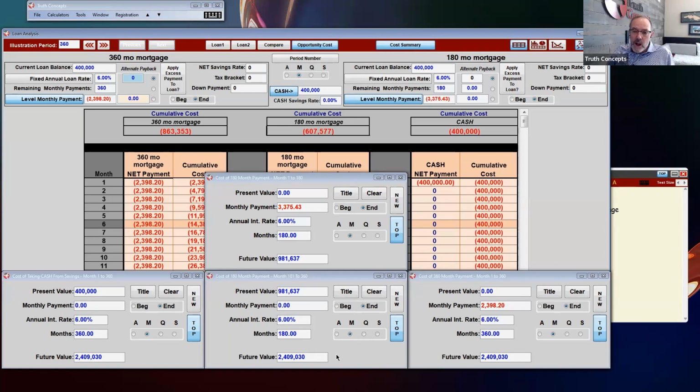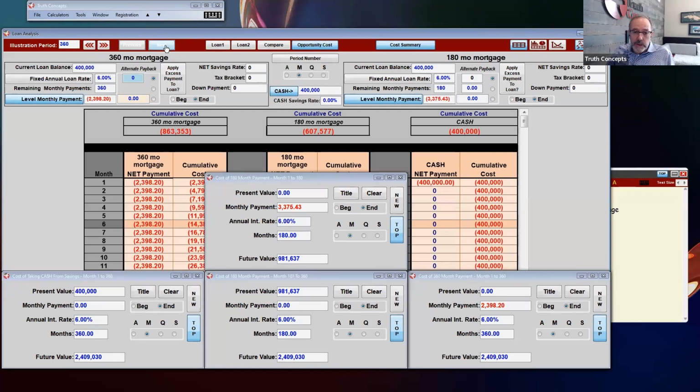So while all of these have different amounts of interest paid, cash being zero, the 180 month being $207,000 in interest, the 30-year being $463,000 in interest, the reality is at the 30-year mark, all of them cost exactly the same. And that's because their interest rates are all the same in this comparison.